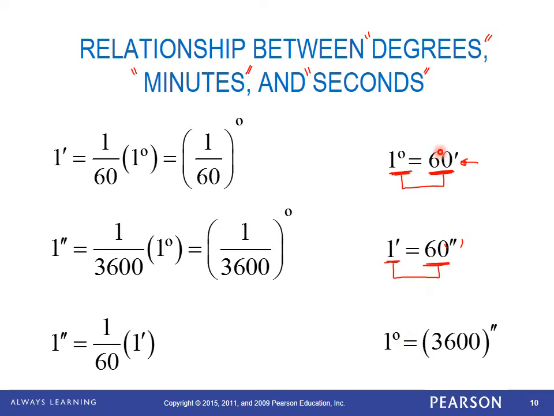So that means if we break up a degree into a whole bunch of seconds, 1 degree would be 3,600 seconds, because it's 60 times 60. All right, with that, let's go for it.